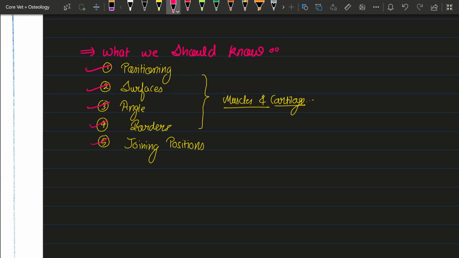When you combine all these things, you will form a complete description of a bone. When you write these following things, you will give a complete description of a bone such that the examiner's impression would be great. You should always write an answer in a particular sequence, and you will also write how many muscles and cartilages are attached to a particular bone.